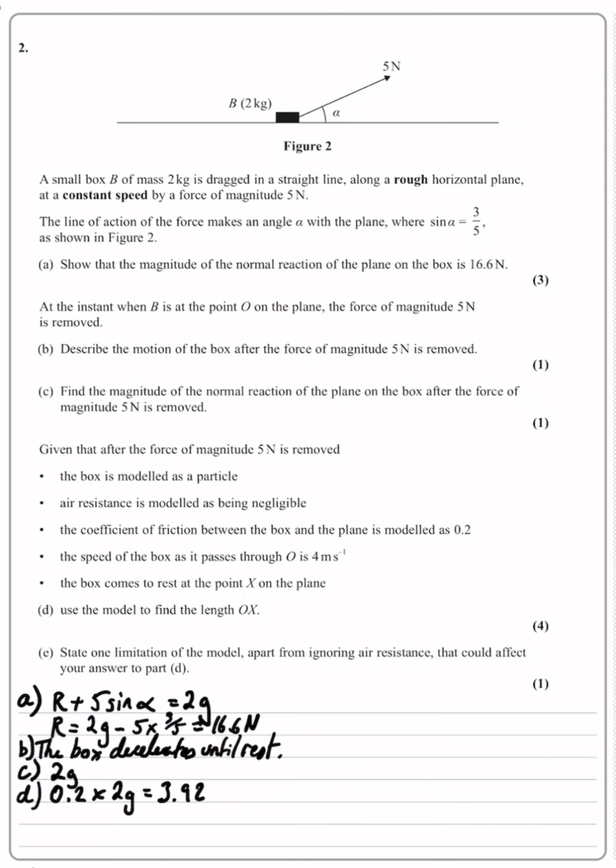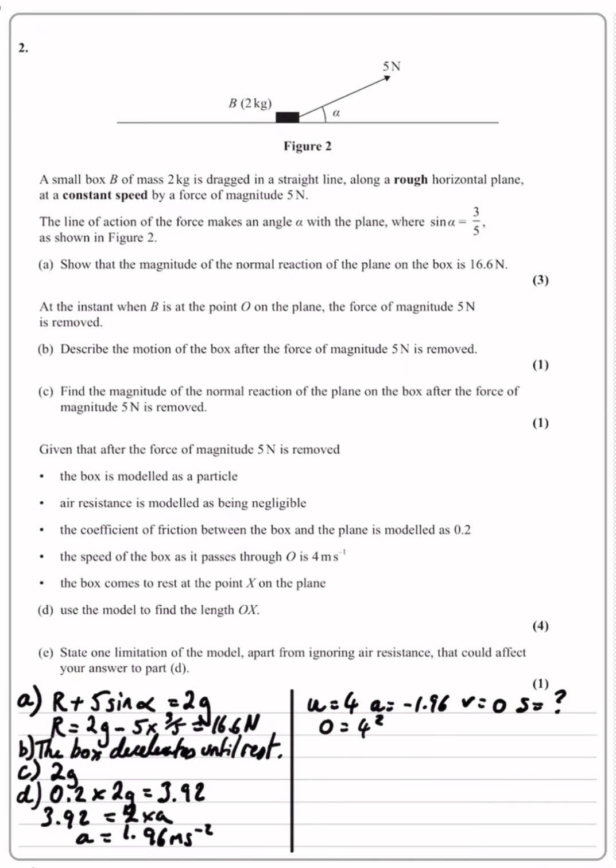And for D, we're going to use F equals mu R, so 0.2, that's our mu, times by 2g, that's R, gives us a frictional force of 3.92. That's the resistive force slowing down the motion. Using F equals ma, that resistive force is going to be 2 lots of the acceleration, so the box is going to be accelerating at 1.96. However, that's in the negative direction, so when we use SUVAT, I'm going to use negative 1.96.